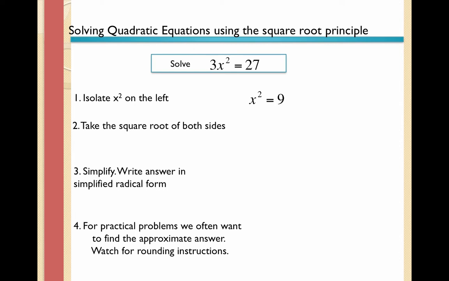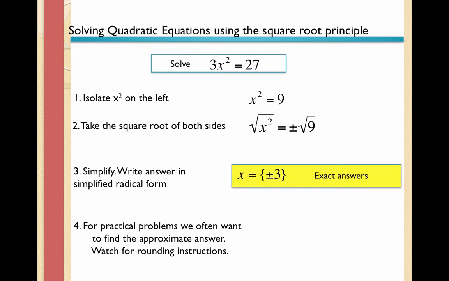Now once you have x squared isolated, you simply take the square root of both sides. We know that the square root of x squared is x, and the square root of 9 is 3. So we get x is equal to plus or minus 3. And that is the exact answer. And I'll talk about approximate answers in just a minute.